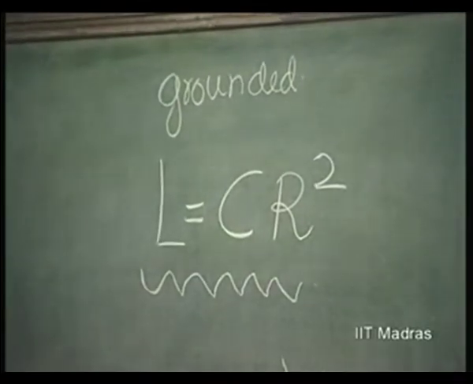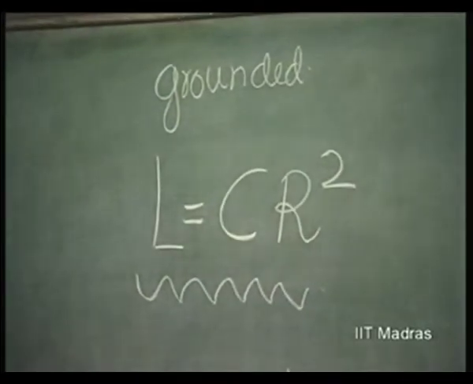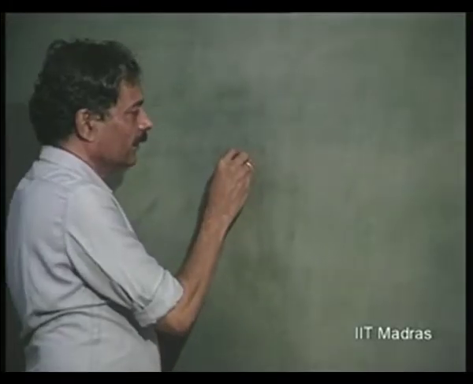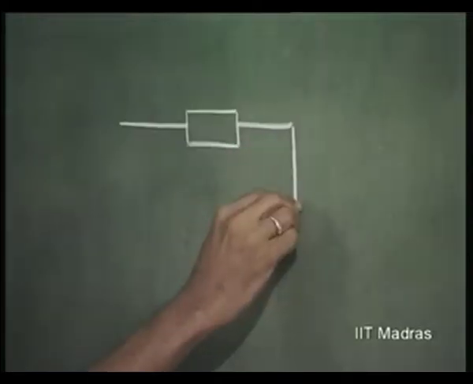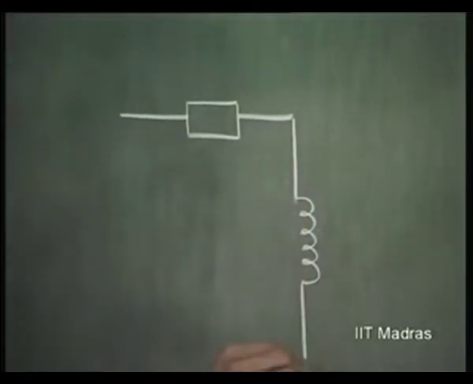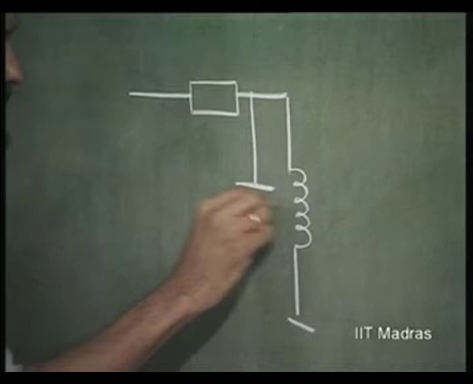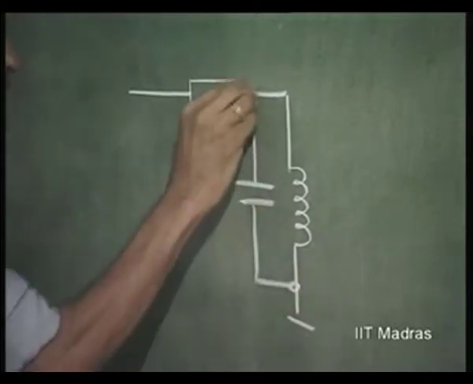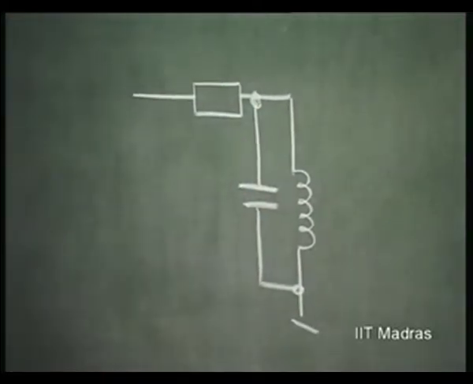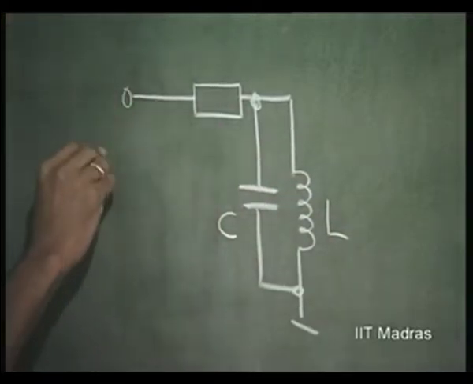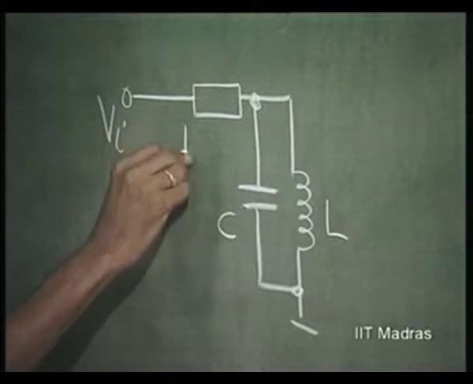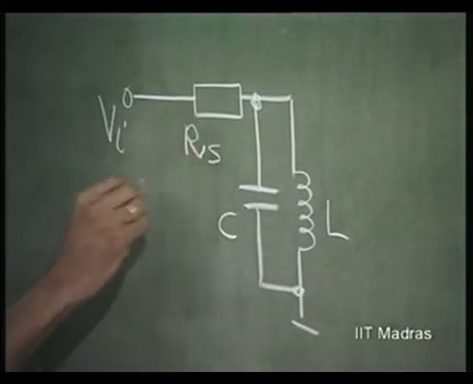What is the use of this? Let us therefore go to the good old networks that we have understood earlier in the networks course. This is what is called a tank circuit, which can store energy, that is being excited by, let us say, a Vi through a resistance Rs.